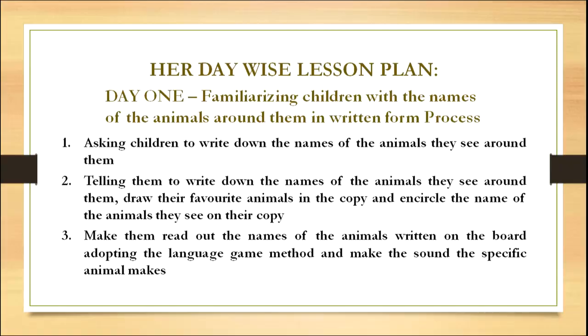The first step she did was asking children to write down the names of the animals they see around them. Then she told them to draw their favorite animals in the copy and encircle the names of the animals they see in their copy. Then she made them read out the names of the animals written on the board, adopting the language game method, and make the sound the specific animal makes.